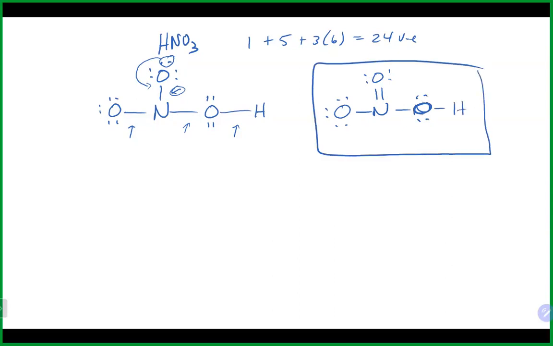So even with multiple central atoms, you could still follow the same steps, and it should get you to a pretty good structure. Any questions on that there?